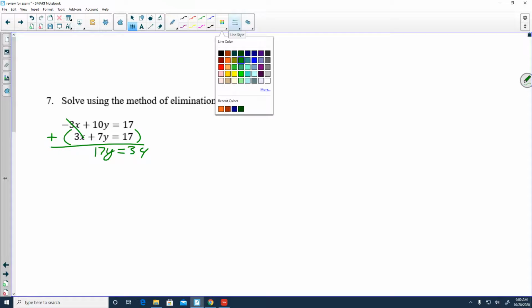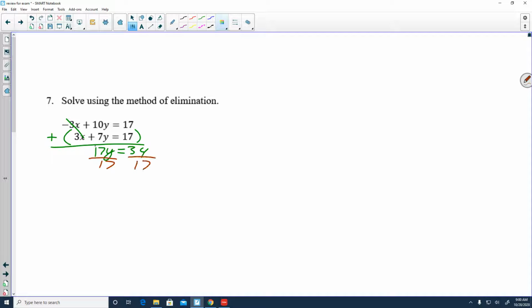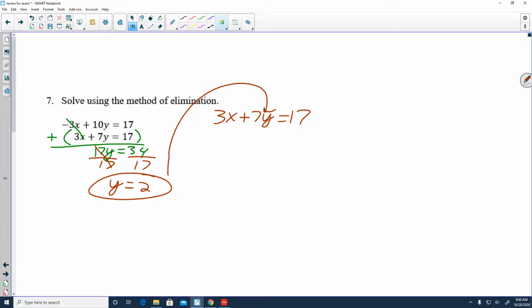So I have 17y equals 34. I'm going to divide both sides by 17. And I get y equals 2. Okay, as always, I'm not done yet. I need an x and a y. So I'm going to take either the top or the bottom. It doesn't matter. I'm going to take the bottom because there's less negatives involved. So I think it's going to be a little bit easier. I'm going to take my y and take my 2, plug it in for y. So I have 3x plus 7 times 2 equals 17.